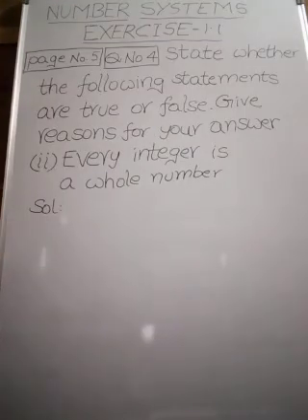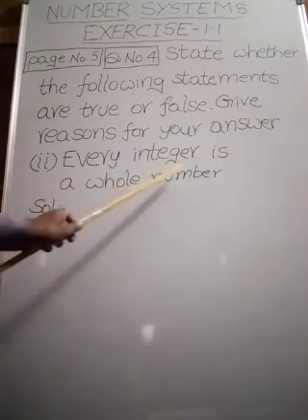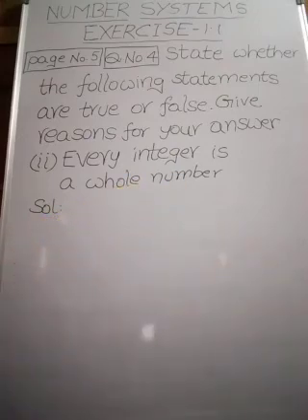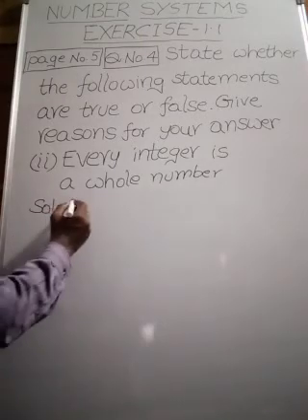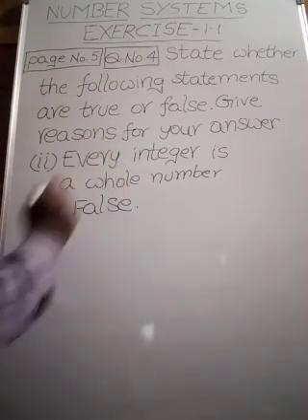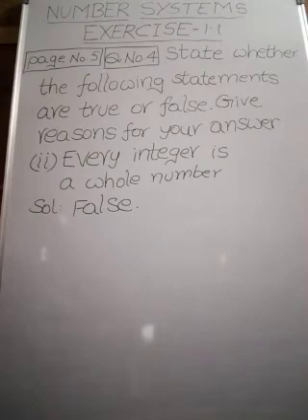Now come to the second statement. Every integer is a whole number. Is this statement true or false? It is a false statement. Every integer is not a whole number, but every whole number is an integer, because there are negative numbers in integers, but in whole numbers there are no negative numbers.